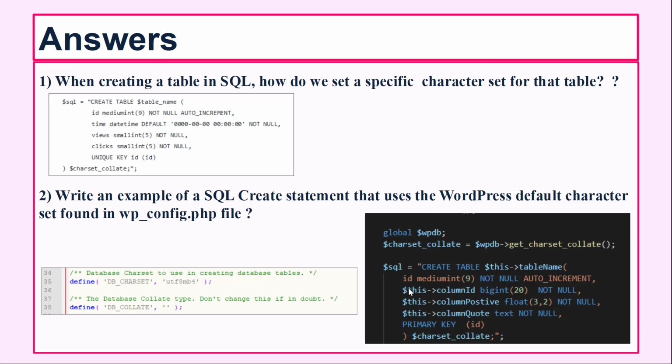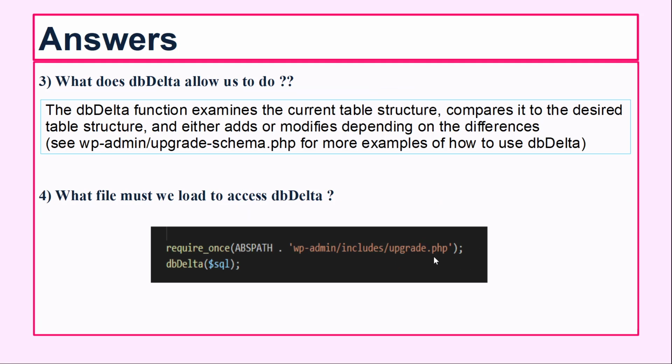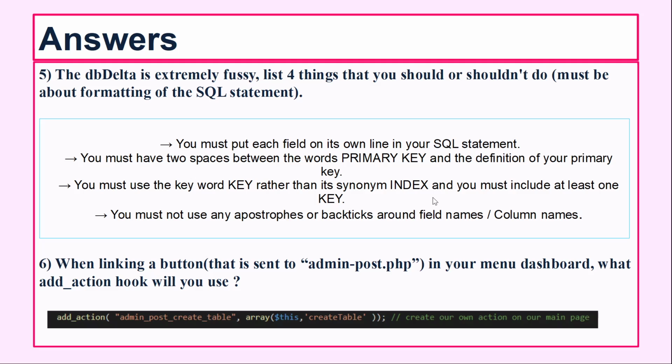So again, if we go backwards, they're all on each line. The column names should not have any quotation marks around them. They just should be normal. And the primary key, you can see there's a bigger gap there. Okay, so if you have any more advice, add it in the comments, but just bear in mind that this is a little fiddly, and if there is an error, just have a look whether your formatting matches the things that the database Delta wants.